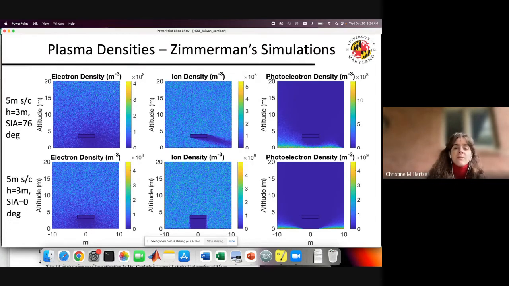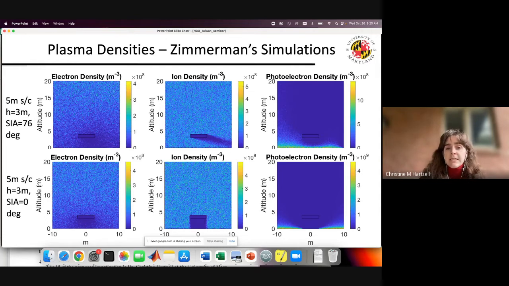Here are some of these plasma results. Our spacecraft is this rectangular box here. We're looking at altitude, and then on the x-axis is just our lateral extent. We're looking at a 5 meter long spacecraft, 3 meters above the surface of the asteroid. The top row is for the solar incidence angle of 76 degrees, and the bottom row is for the solar incidence angle of 0. That's high noon.